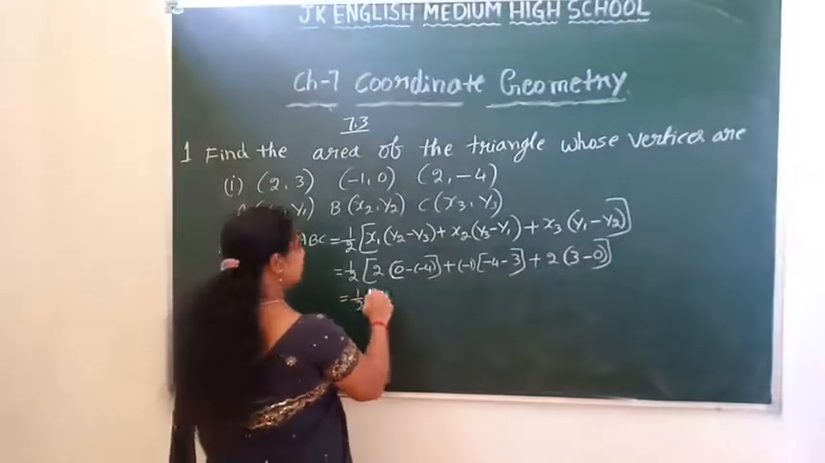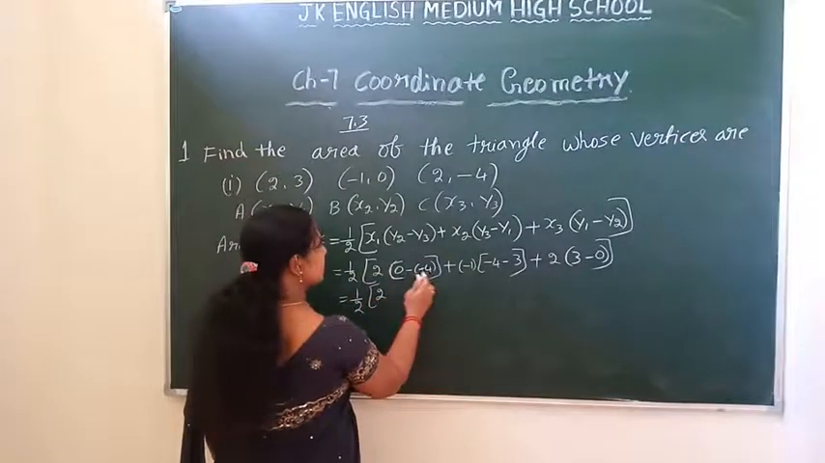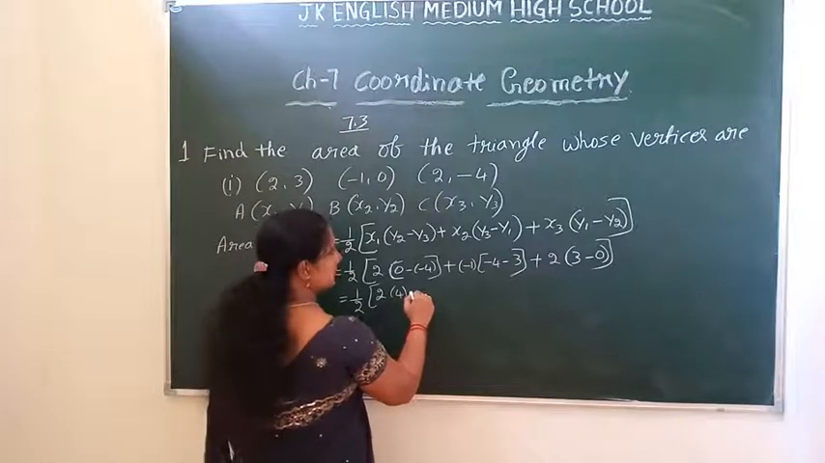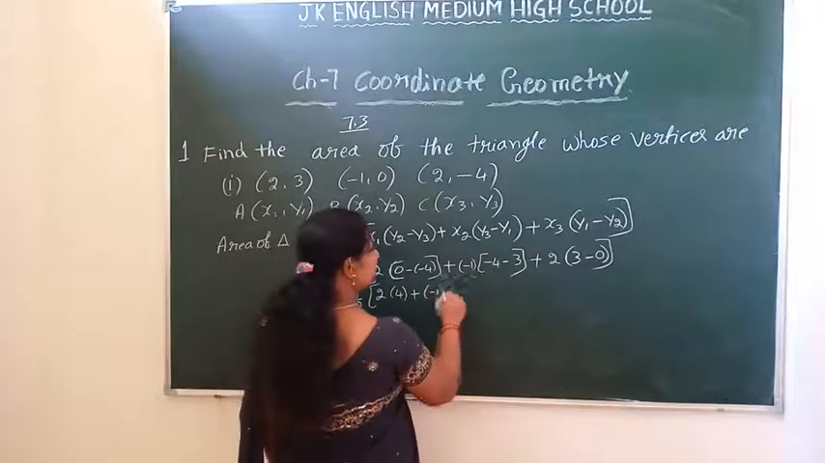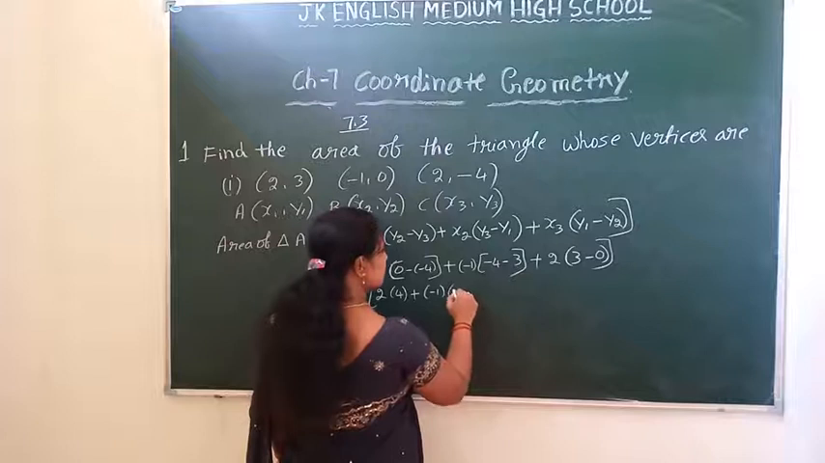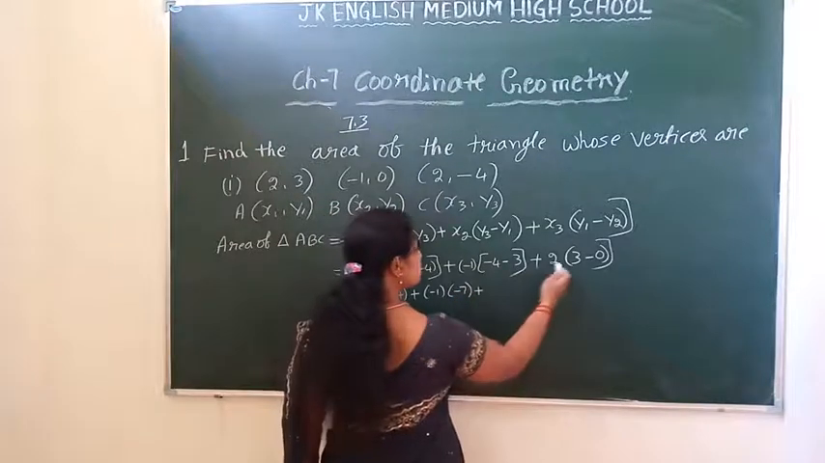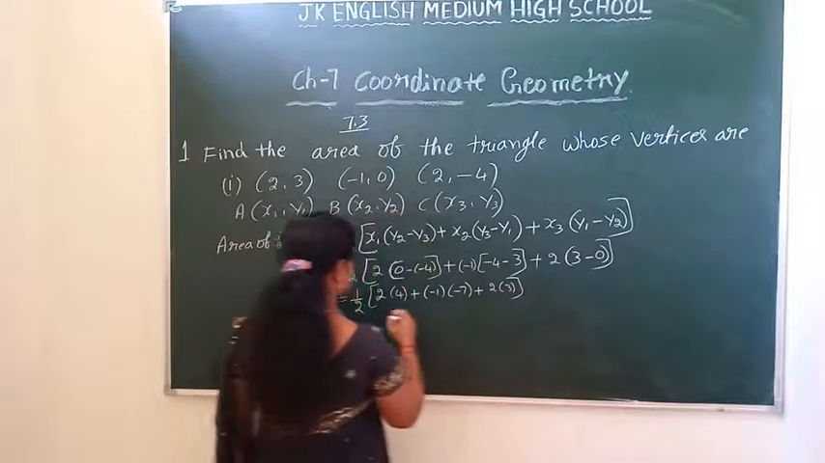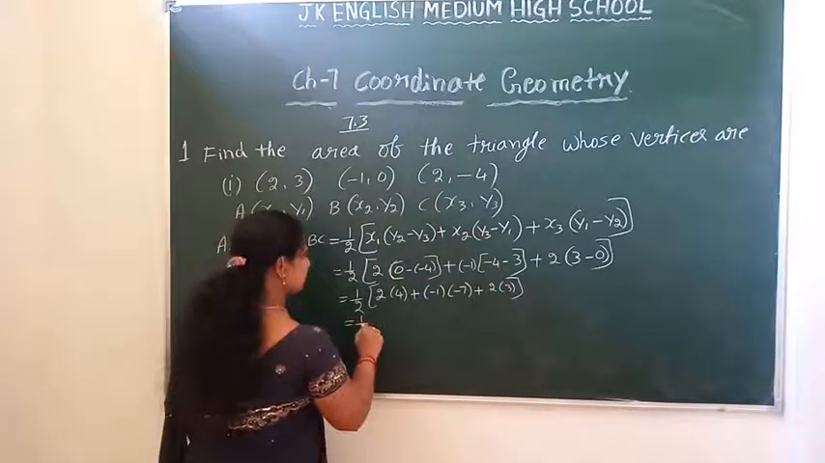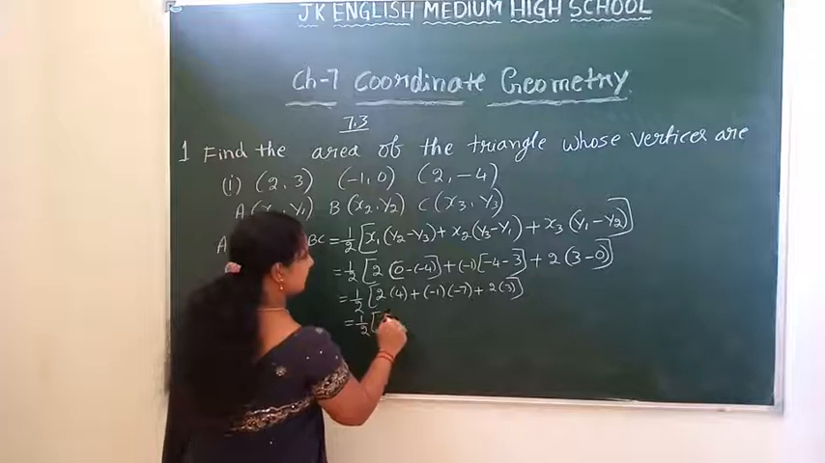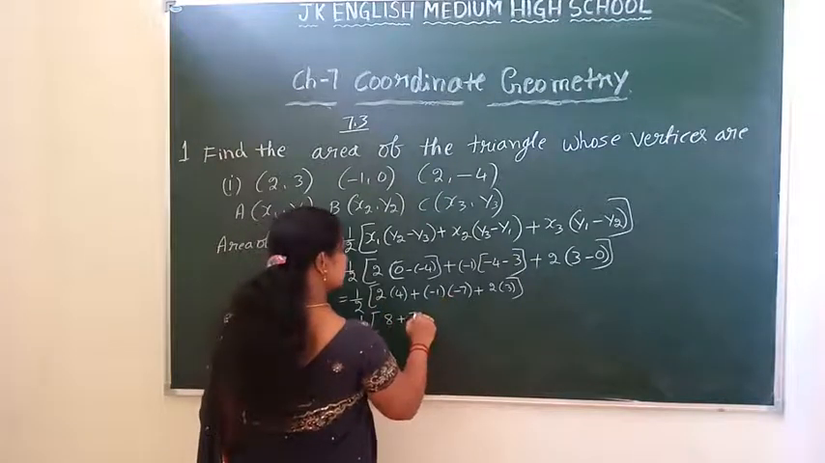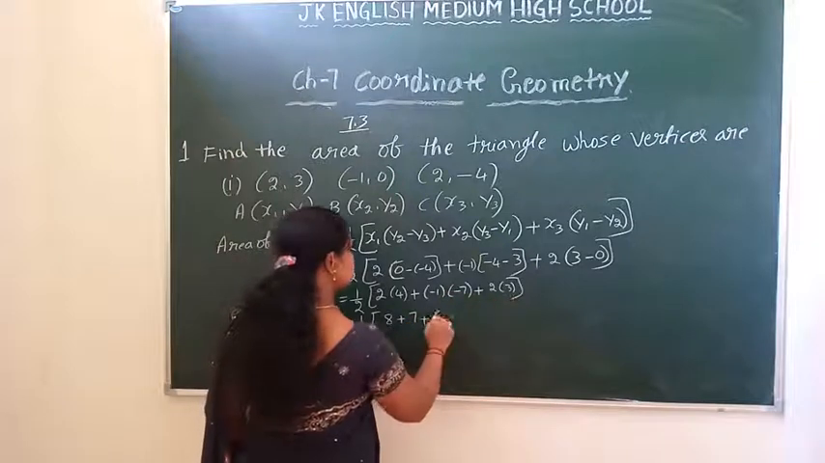1 by 2, 2, minus into minus plus 4, then here minus 1, minus 4 minus 3 is minus 7, plus 3 minus 0 is 3 only. It becomes in this manner. So now I am going to simplify further. 2 4s are 8, so minus into minus plus, 7 1s are 7, 3 2s are 6.